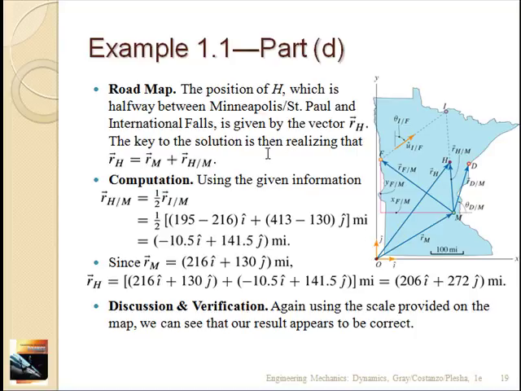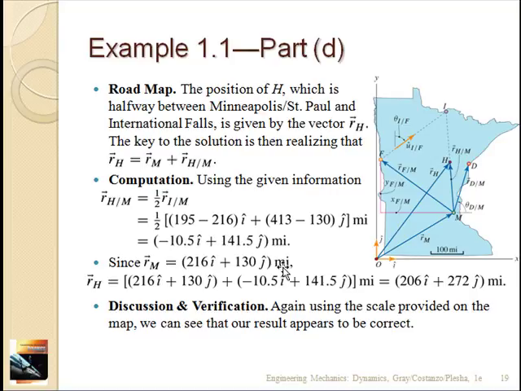Okay. So the way we set this up is we have a relative vector from M to I, and the vector from M to H is half the magnitude but in the same direction. So the vector of H relative to M is 1/2 the vector of I relative to M. So the vector of I relative to M is 195 minus 216 is the x component, 413 minus 130 is the y component. We calculate those and divide by 2. We get this for RHM, which is this vector right here.